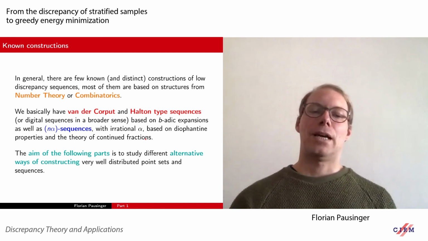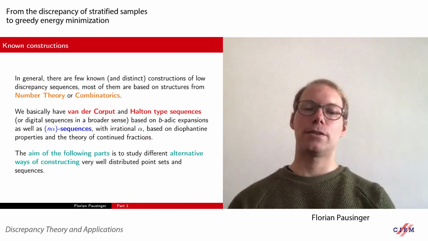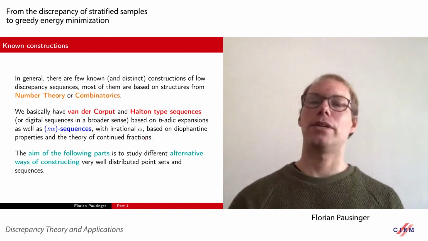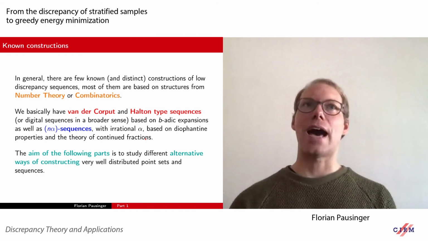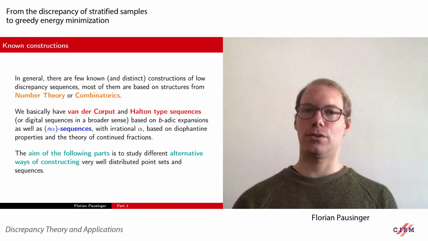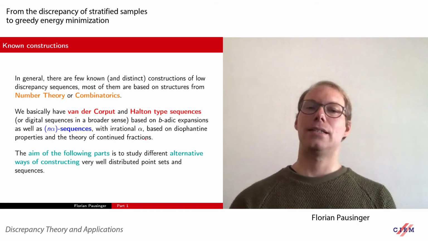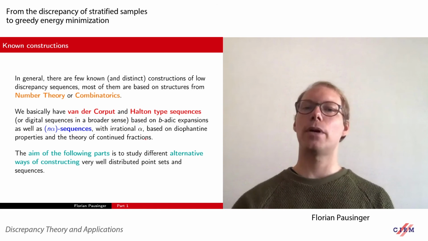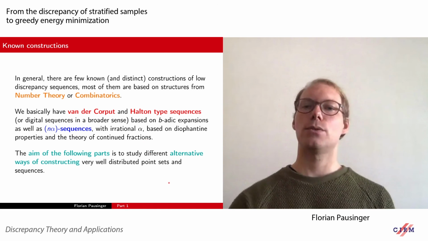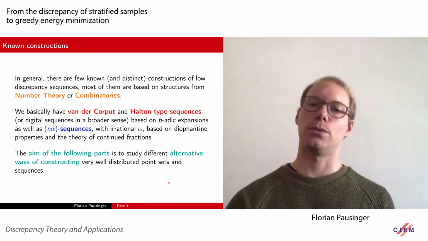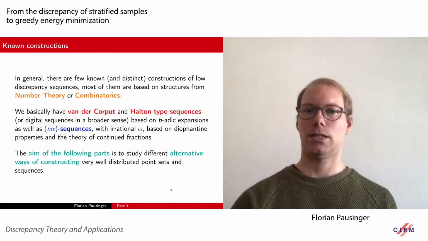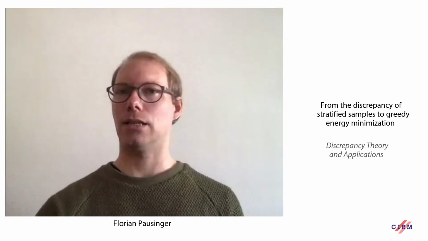However, especially with respect to this conjecture that I mentioned about the right order of discrepancy, it would also be very interesting to have other ways of constructing low discrepancy point sets. And the aim of the following two parts of my talk is to study different alternative ways of constructing very well distributed point sets and sequences. Okay, so that's the end of part 1.